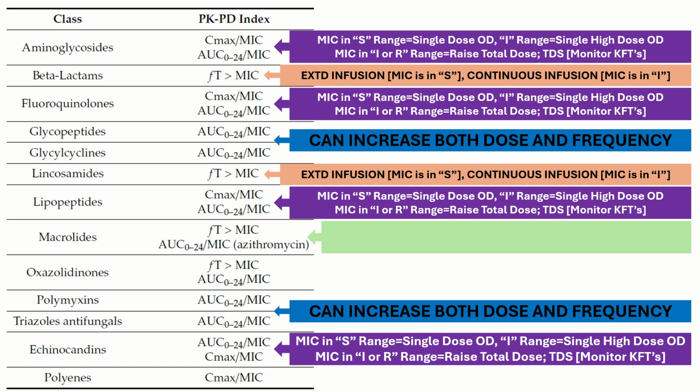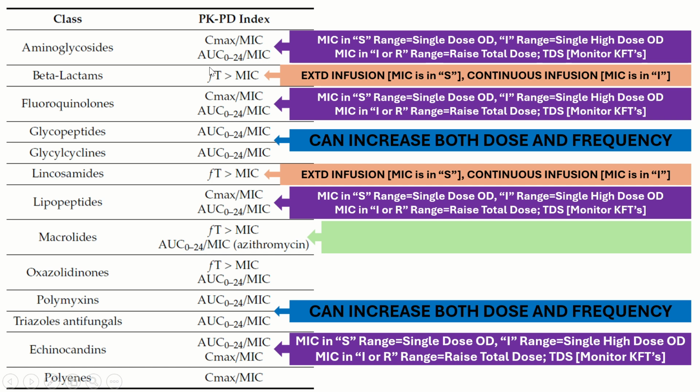So the total amount of antibiotic you have increased. In that case, the PKPD index shifts from Cmax to MIC to the area under the curve to MIC ratio. So AUC 0 to 24 means that during that 24-hour period, what is the total amount of antibiotic that has been given to the patient. So that is the meaning of AUC 0 to 24.